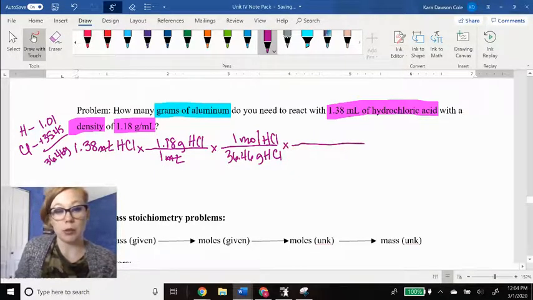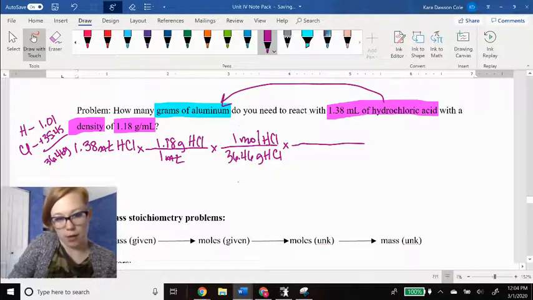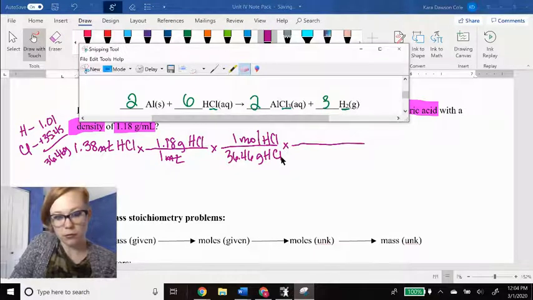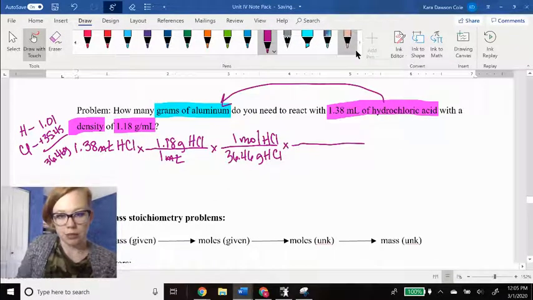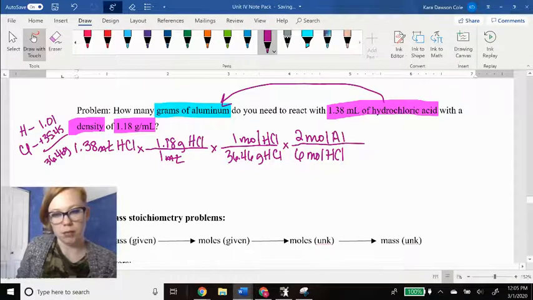Times. Now I'm going from moles of hydrochloric acid to moles of aluminum, so I need my balanced equation here. Moles of hydrochloric acid is 6, aluminum is 2. So I'm going from hydrochloric acid to aluminum: 6 moles of HCl is on the bottom and 2 moles of aluminum is on the top. Again, this can reduce down to 3.